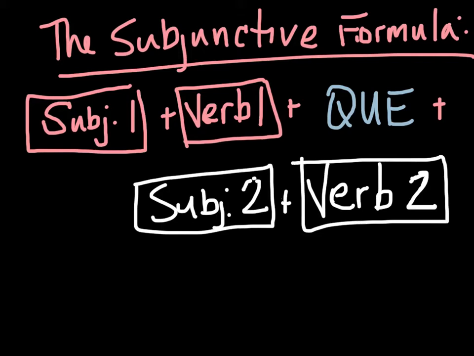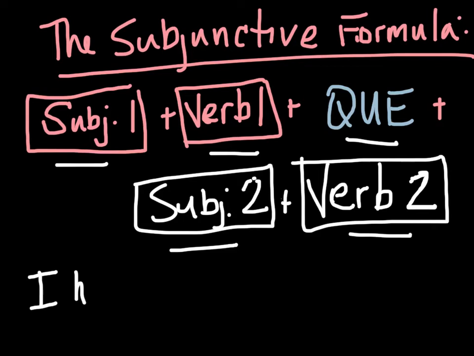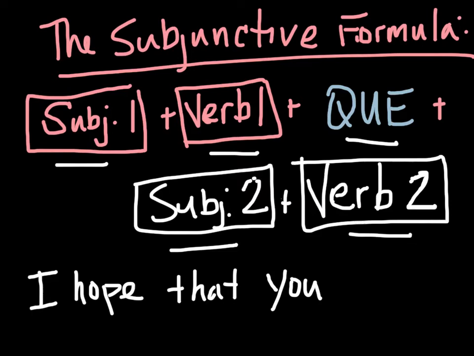Okay, so we have a formula for when we use the subjunctive. We use the subjunctive in sentences that have subject 1 plus verb 1 plus que plus subject 2 plus verb 2. So subject 1, for example, is I, and verb 1 is hope. Que means that. Subject 2 would be you, and verb 2 would be dance, for example.